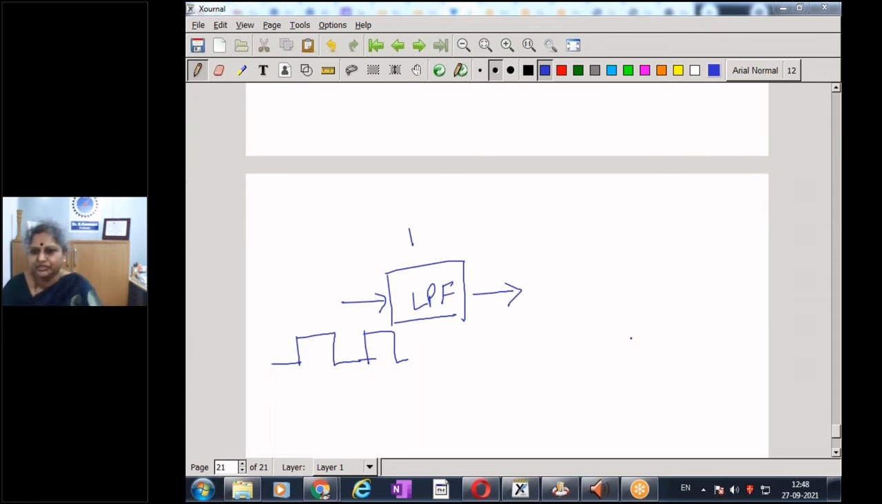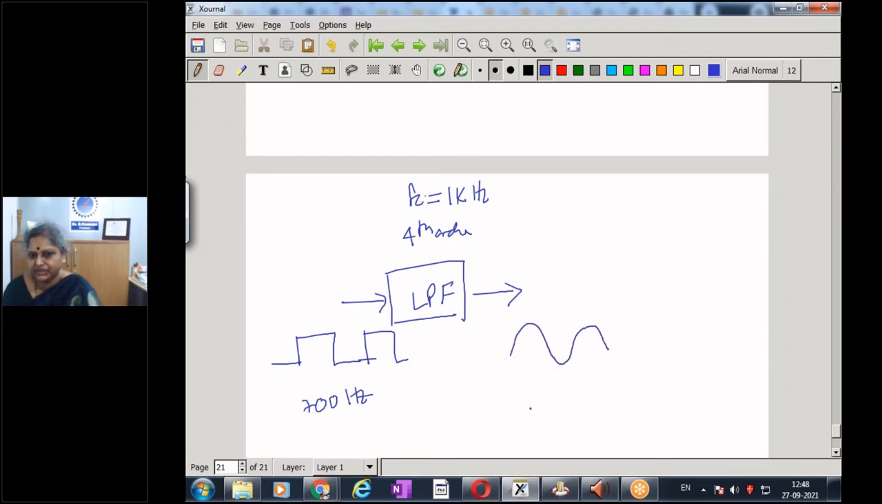So what we have is a fourth order low pass filter with a cutoff frequency of 1 kilohertz, and we gave a square wave of around 700 hertz. And what is the output we got? We got the output as a sine wave of 700 hertz.